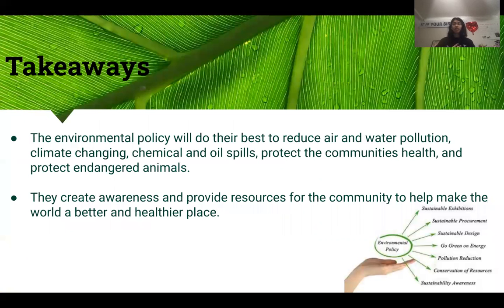Takeaways that I have from this is I've seen that the environmental policy will do their best to reduce air and water pollution, climate change, chemical and oil spills, protecting the community's health, and protecting endangered animals. And they will create awareness and provide resources for the community to help make the world a better and healthier place.